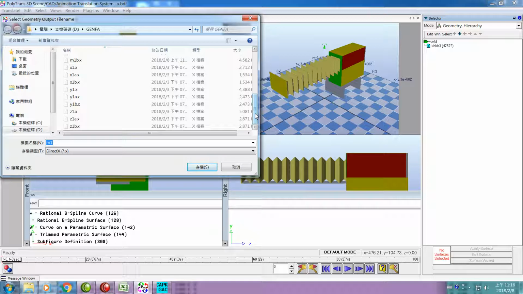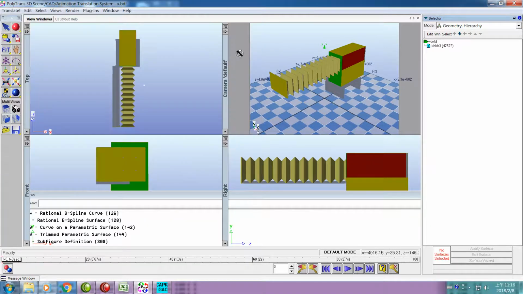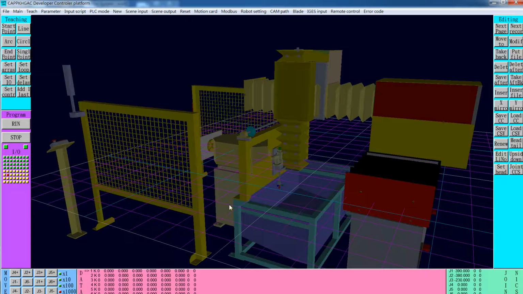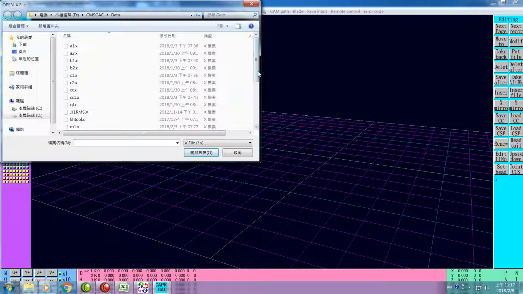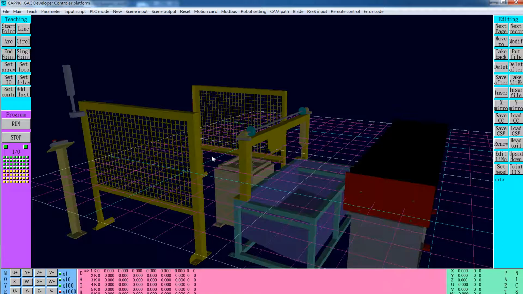We have to move them into the data file. We go back to our system. As those data are in, we can see individually M1 is the foundation.